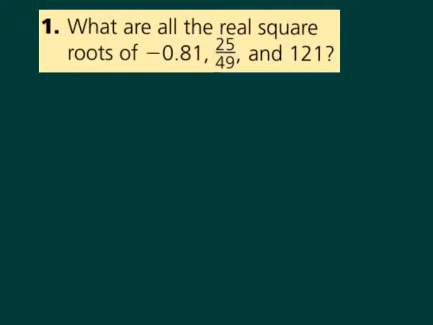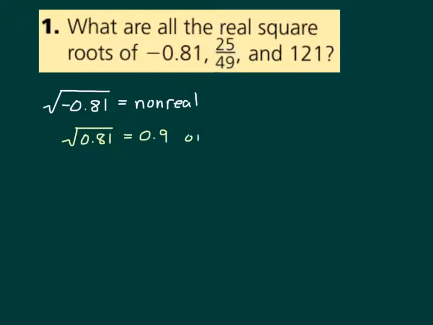So we want all the real square roots. Start with negative 0.81. If the square root of 81 is 9, then the square root of negative 0.81 is non-real. It's negative. I was purposefully trying to mislead, though. Mr. Rule, what would the square root of 0.81 be? 0.9. We could also say negative 0.9. People. Now, square root of 25 over 49.